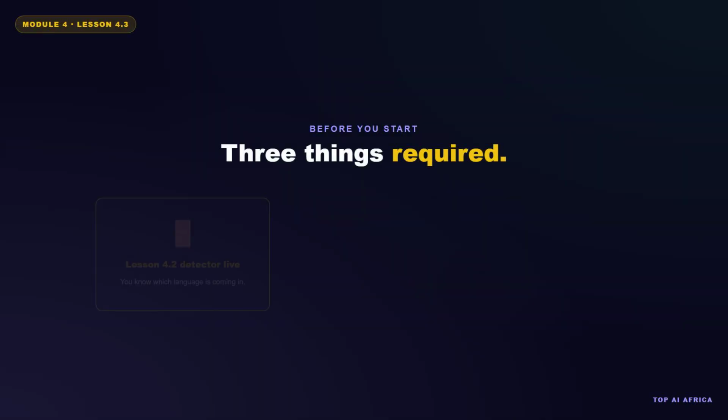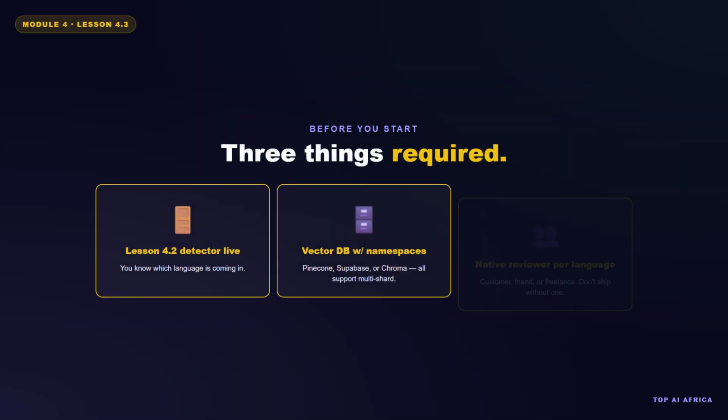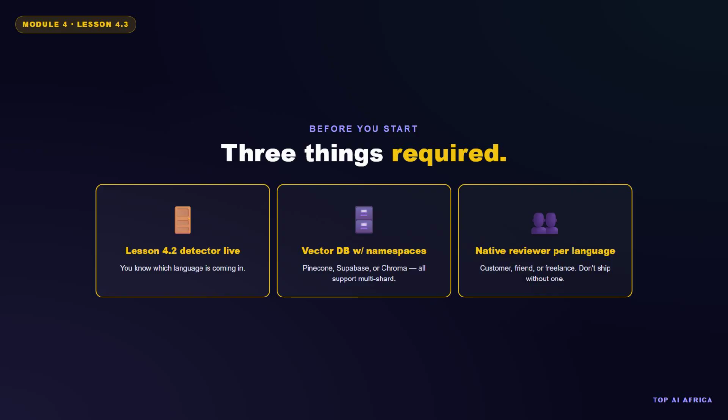3 things before you start. 1. Lesson 4.2, Detector Live. You know which language is coming in. 2. Your vector database from Module 3 still running with namespace or metadata filter support. Pinecone, Supabase, PG Vector, Chroma. All 3 handle this. 3. At least 1 native speaker per language you ship, a customer, a friend, a freelance translator. Don't ship a language without a native reviewer.